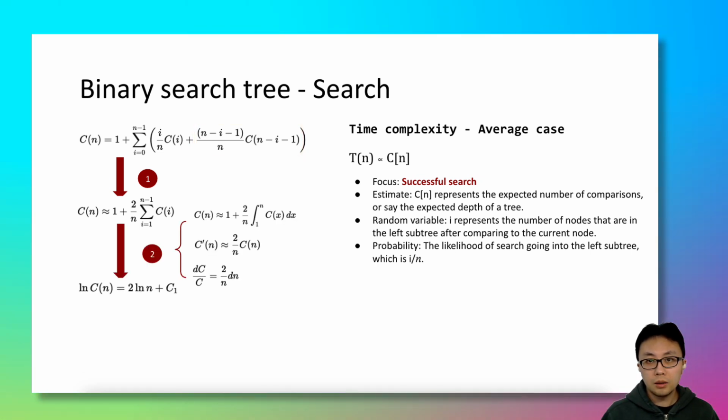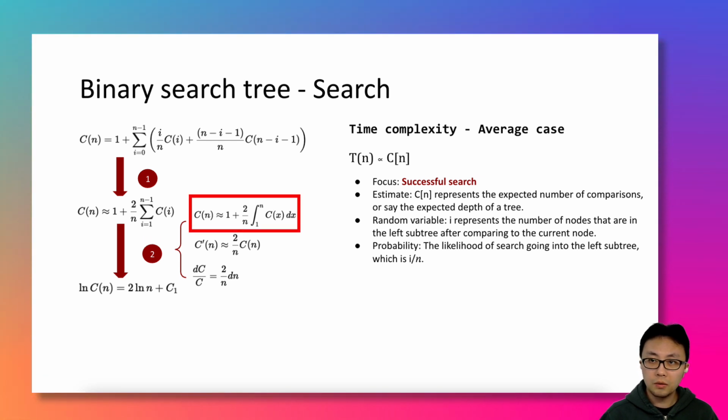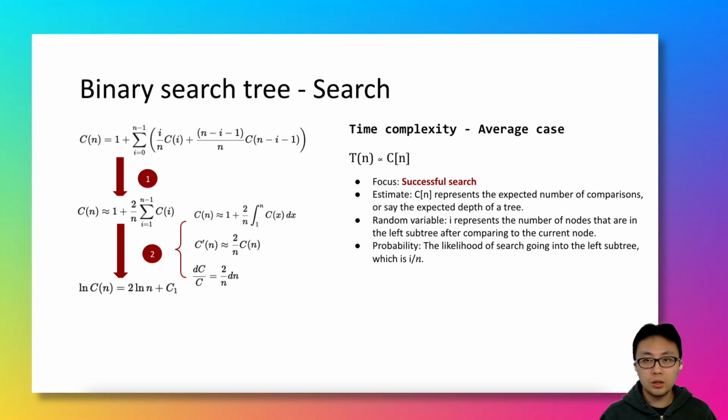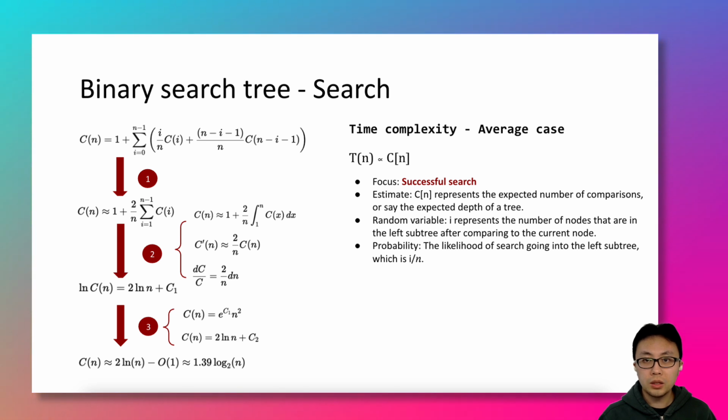Second, we will use the continuous approximation of the expected value over all possible subtree sizes to replace the summation item. After that, we can use the differential equation form and integrate both sides to get a formula like this. Third, when you exponentiate both sides of that formula, you will be able to estimate Cn as the natural logarithm of n.